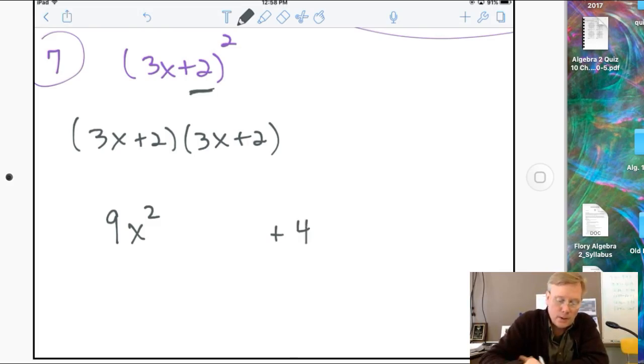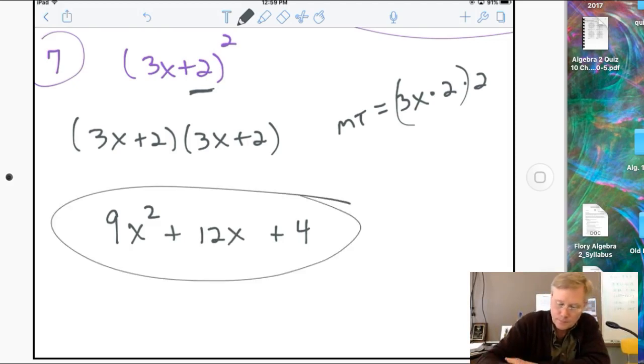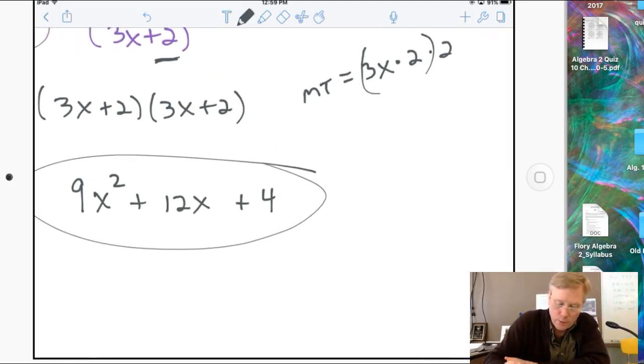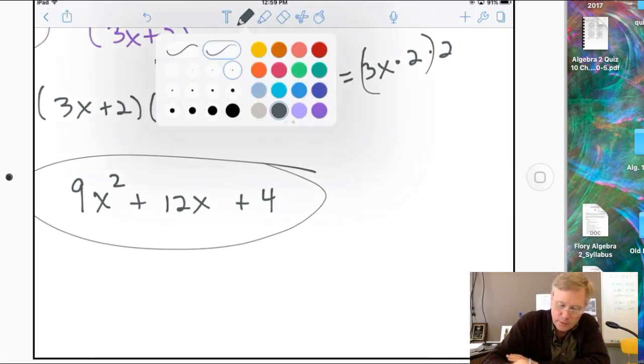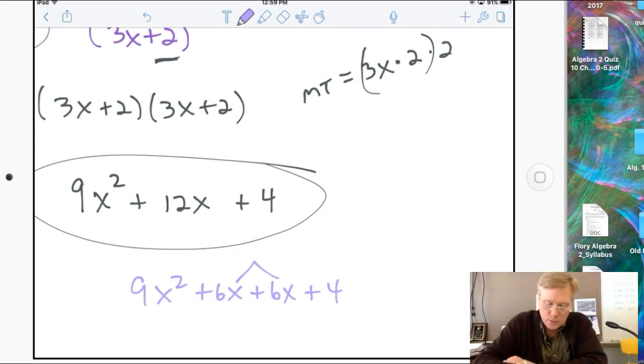The middle term will be what I get when I multiply, MT is middle term, 3x times the last term, and then double it. Whatever that is, double it, all right? 3x times 2 is 6x, 6x times 2 is 12x, and that's your inside term. Now the other way you could do it, if you foiled it out, or box technique, I'll do it with FOIL. I get 9x squared, outside is 6x, inside is 6x, and the last is 4, which, you'd add those two together and you'd get your 12x, which is the same thing.